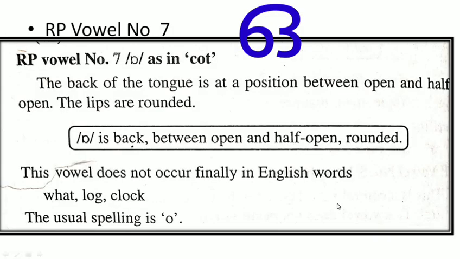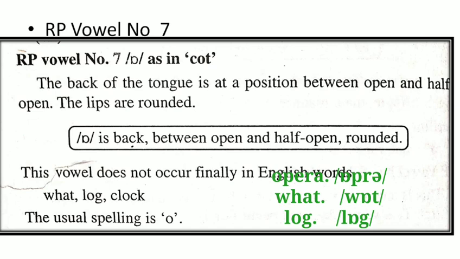RP vowel number 7 is O as in coat. The back of the tongue is at a position between open and half open position. The lips are rounded. O is a back, between open and half open, rounded vowel. That is the three-term formula. This vowel does not occur finally in English words. In opera, it comes in initial position. Example, in vote, that comes medially. In log, it comes medially. In cloak, it comes medially.